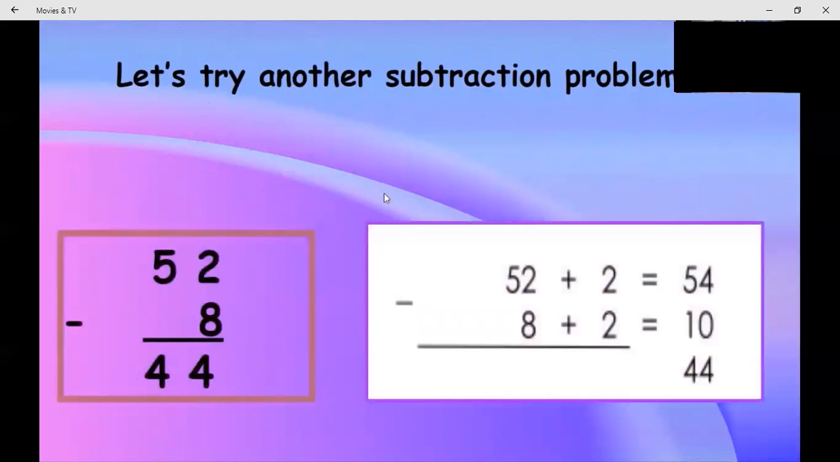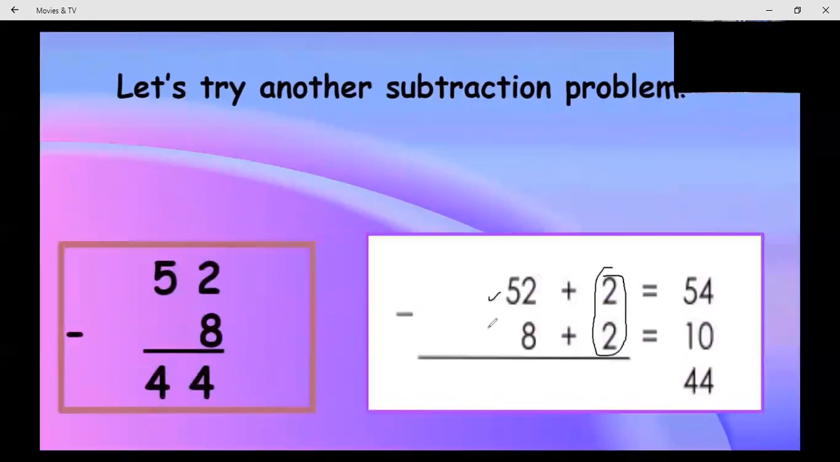What happens is we added 2 to both the minuend and the subtrahend. Why did we add 2? We added 2 because the 8 needs 2 in order for it to become a multiple of 10. So 52 plus 2, the answer is 54. 8 plus 2, the answer is 10. So we can now directly subtract the numbers. 54 minus 10, the answer is 44.